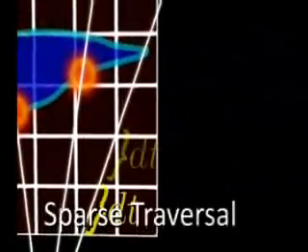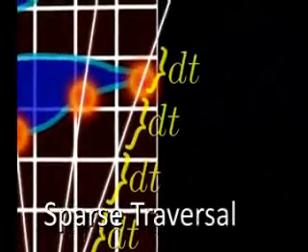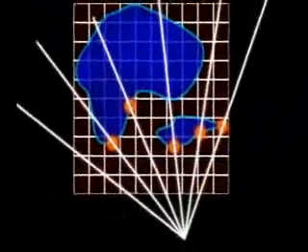Here we see another case of sparse traversal. However, this time we find another isosurface intersection and mark it in the prediction buffer. Recall that we stepped along the ray by a specified interval dt.